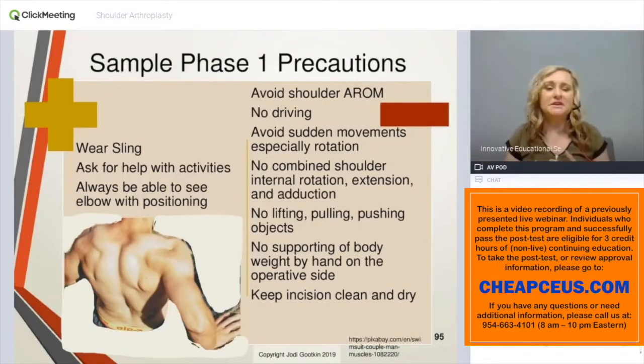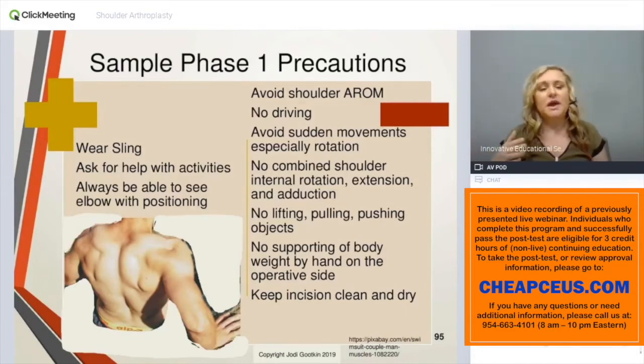We're going to take a look at each phase, some of the different precautions that you may have during those different phases, and some of the exercises that you might be incorporating. Again, this does not supersede a physician protocol, just gives us a starting point to have a conversation to consider what's going on with the patient during the rehab.